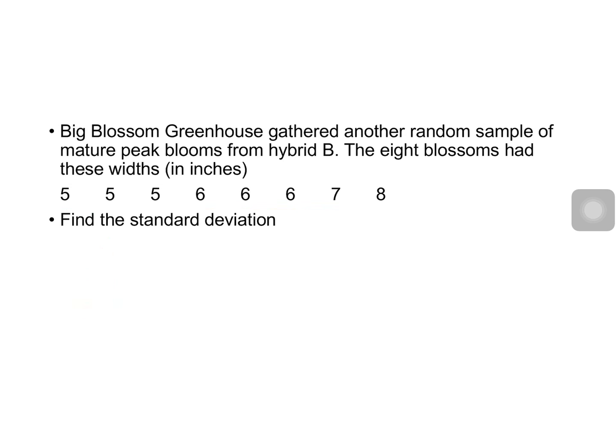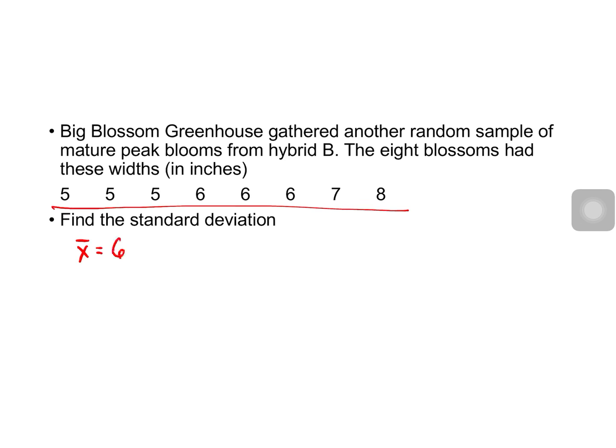Okay, so there is another hybrid. Big Blossom Greenhouse gathered another random sample of mature peak blossoms from hybrid B. The 8 blossoms had these weights, in inches, so we have here our data. The mean for this data is also 6. So if you're going to choose between hybrid A and hybrid B, what are you going to do? They have the same mean.